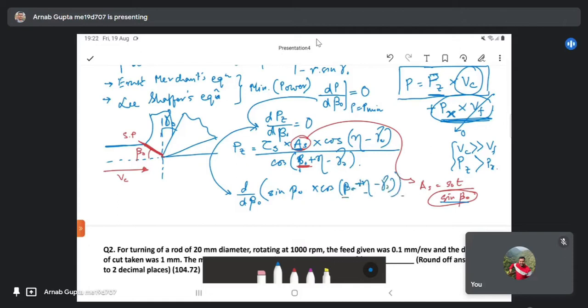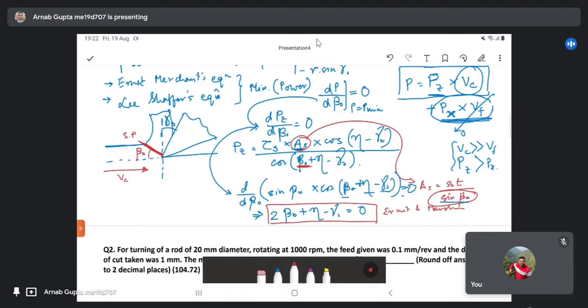Beta naught is the shear plane angle, eta is the friction angle, gamma naught is the orthogonal rake angle. So if you proceed with this particular differentiation and equate it to 0, you will arrive at the equation beta naught plus eta minus gamma naught is equal to 0, which is nothing but the Einstein-Merchant's equation. So this is just the basic derivation. My aim here was not to just solve the numerical and go. I just wanted to show how you arrive at this particular equation.